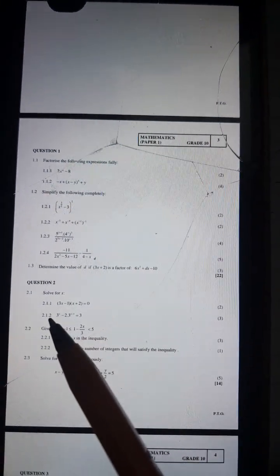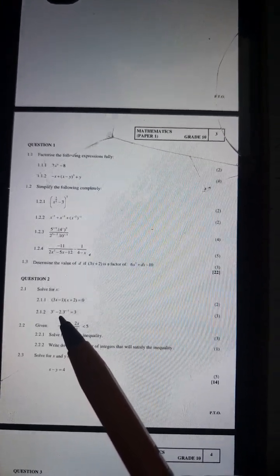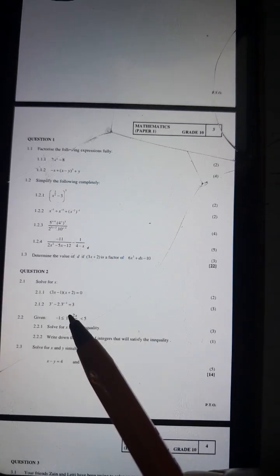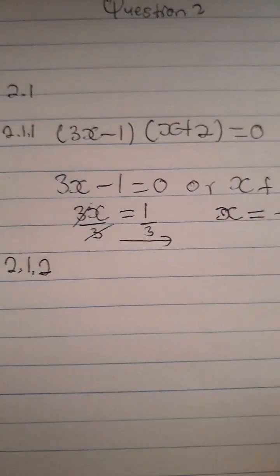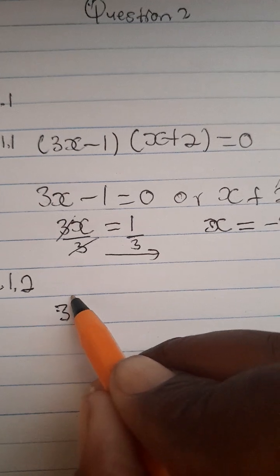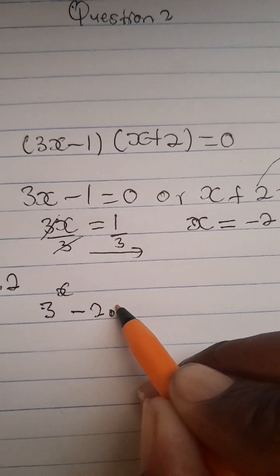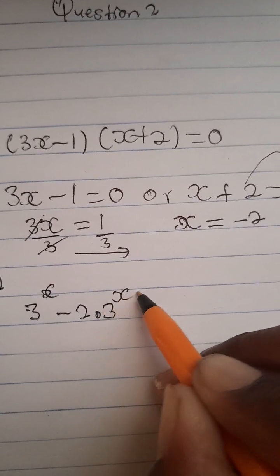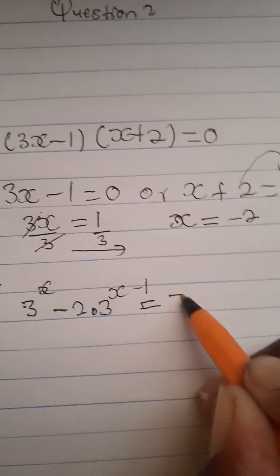Well, at 2.1.2, we are given an exponent. It's 3 to the power of x minus 2 multiplied by 3 to the power of x minus 1, which is equated to 3. Right. Let's put that into practice. So remember, you have 3 to the power of x minus 2 multiplied by 3 to the power of x minus 1, which is equated to 3.